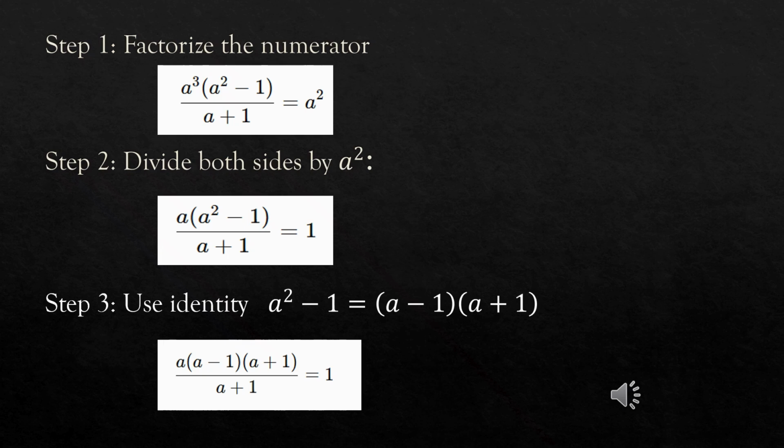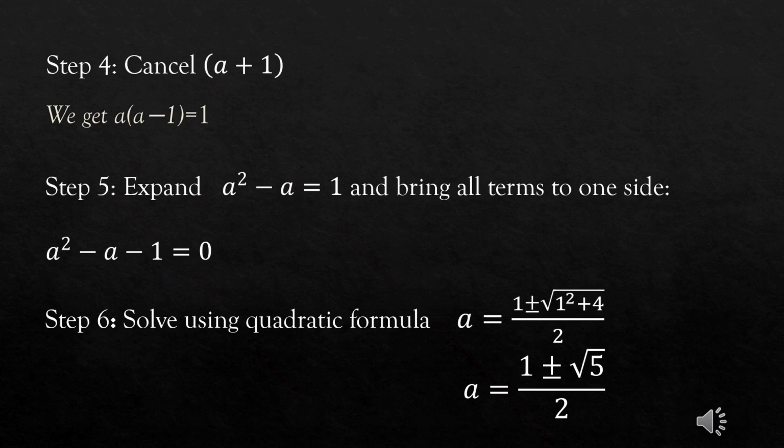Step 3. Use the identity: a squared minus 1 is equal to a minus 1 multiplied by a plus 1. We get an equation: a multiplied by a minus 1 multiplied by a plus 1, divided by a plus 1, is equal to 1. Step 4. Cancel a plus 1. We get a times a minus 1 equals 1.